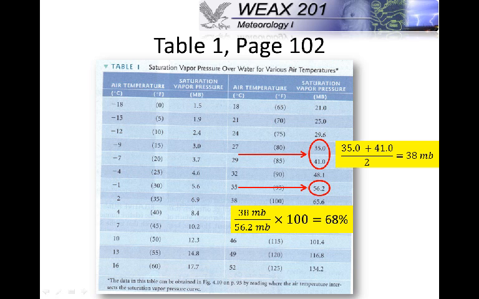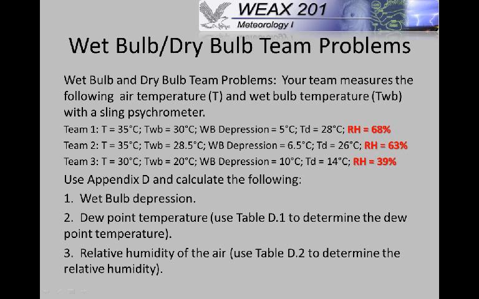We put that into our original formula that we were using earlier on, and we see that with table 1 on page 102 we compute a relative humidity of 68%. That 1% difference between the two charts is mainly due to rounding errors in our values. It's statistically insignificant. If you can be within plus or minus 5% of your relative humidity, you probably got a good calculation. If you go through Team 1, 2, and 3, the 3 relative humidities listed here should be the answers you get using table D.2.